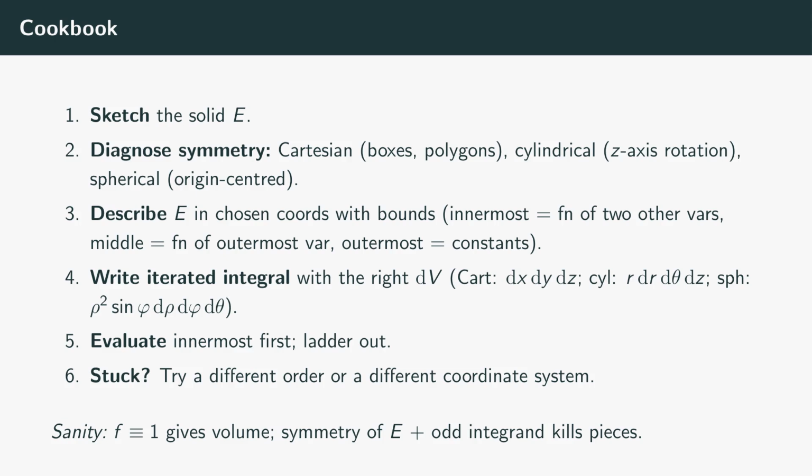Compressed method. Step 1. Sketch the solid. Even a rough perspective sketch helps. Step 2. Diagnose the symmetry. Is E a box or a polygonal solid? Cartesian. Does it have rotational symmetry about an axis, call it Z? Cylindrical. Is it centered at the origin with radial symmetry?